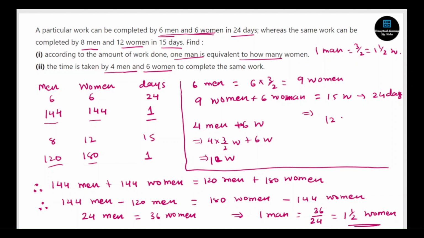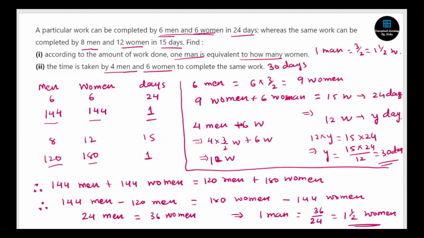Okay, so we have to find the number of days. So what I can say, 12 women can complete in y days. And now as they are inversely proportional, 12 into y equals to 15 into 24. Now I can find the value of y by dividing by 12. Correct? So what will we get? 30 days. Right? So this answer is 30 days.